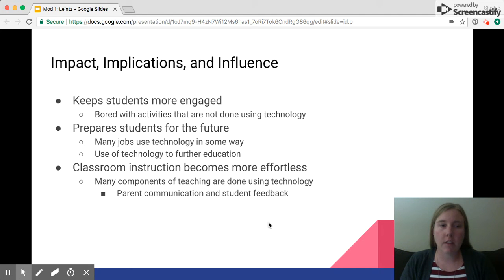I think that using technology in the classroom will help prepare them for the future because many jobs use some sort of technology in some way, and they will be asked to use technology in the future to further their education. I can also rely on technology too much sometimes because in some ways it makes instruction a little bit more effortless. It allows me to be more efficient in things like parent communication, grading, and student feedback.